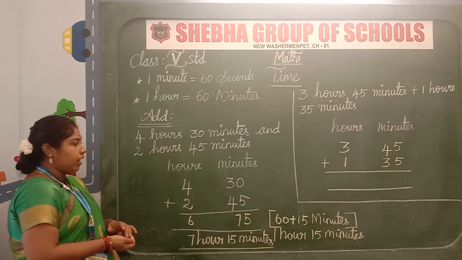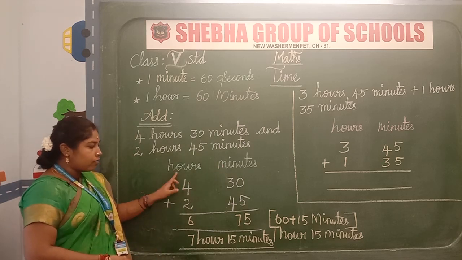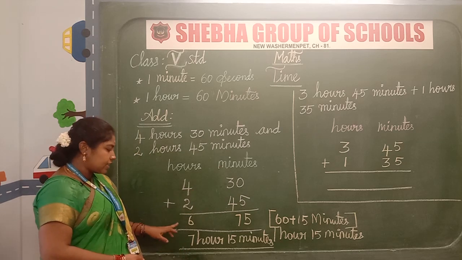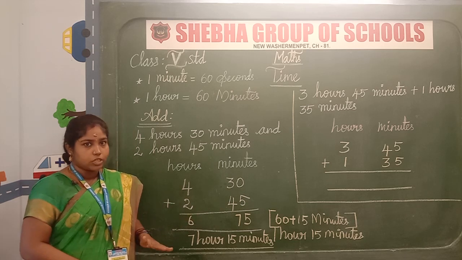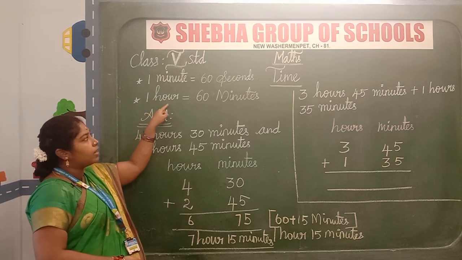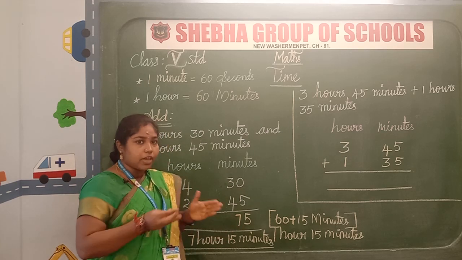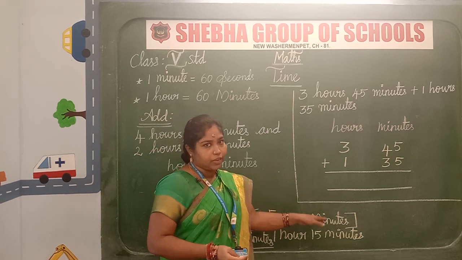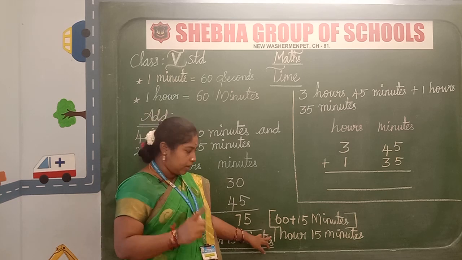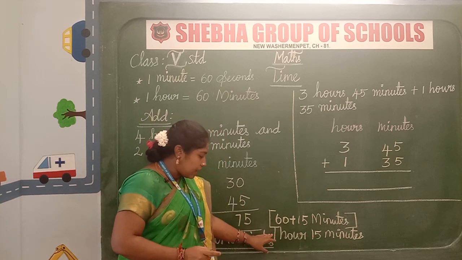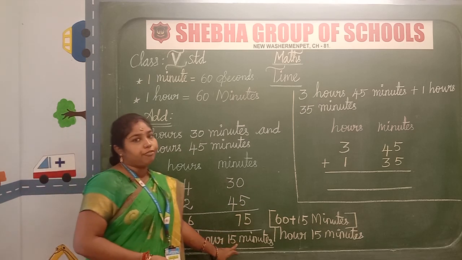Let me explain again. So when we add 4 hours 30 minutes plus 2 hours 45 minutes, we get the answer 6 hours 75 minutes. So 75 minutes is not possible because in 1 hour we have only 60 minutes. So we split this 75 minutes as 60 plus 15 minutes. Clear? So this 60 minutes is converted into 1 hour plus 15 minutes. This 1 hour is added to the hours and the answer becomes 7 hours 15 minutes.